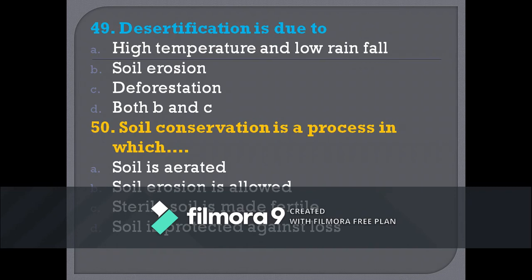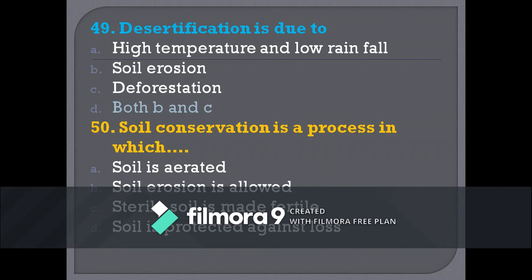49. Desertification is due to high temperature and low rainfall, soil erosion, deforestation, both B and C. Here the right answer is both B and C, that is soil erosion and deforestation. Both are going to lead to desertification of the land, whereas high temperature and low rainfall leads to drought.